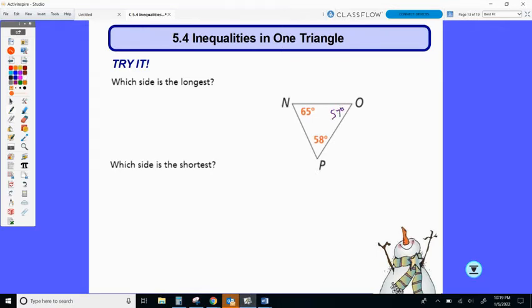Okay, my longest side is going to be opposite my biggest angle. So that's going to be my OP. And then my side that's the shortest side is opposite my smallest angle, which will be NP here. Okay, hopefully you guys get the feel for that.